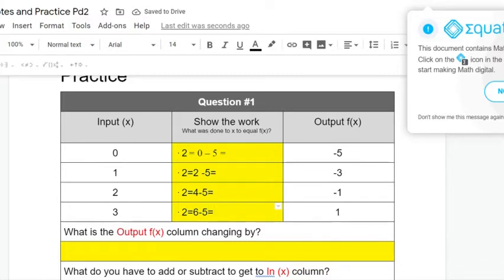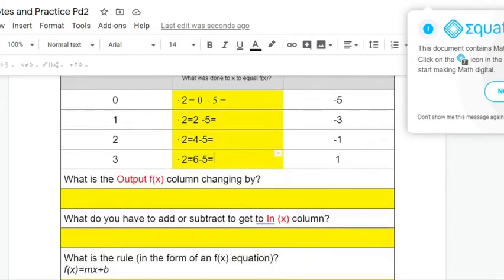Now let's go through those additional questions. What is the output f of x column changing by? So that was our first step. We looked at this, and we realized it was changing by 2. And I'm just going to write 2. It was going up by 2, so I'm going to leave it as a positive. What did we have to add or subtract to get to the in column? Well, looking at my work, I had to subtract 5. So I'm just going to write subtract 5, nothing major. So those 2 things give us the rule.